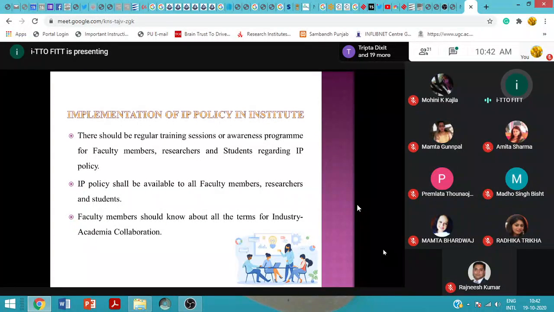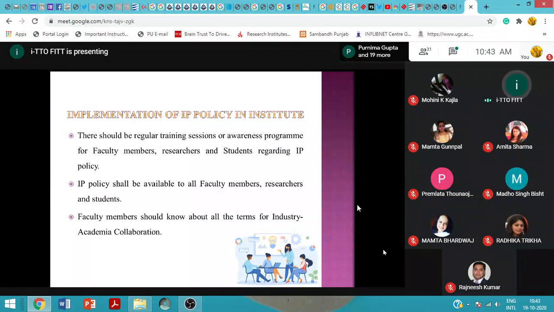So, how can they implement that IP policy in any academic institution? There should be regular training sessions or awareness programs for faculty members, researchers, and students, because they are the main custodians, the main skilled manpower dealing with confidential information and doing research, and they should be aware of the IP policy of their institution. And if they have come out with any research work, they should refrain from disclosing their information to any funding agency or any person without the prior consent of the IP or TT office, the custodian of IP of that institution.